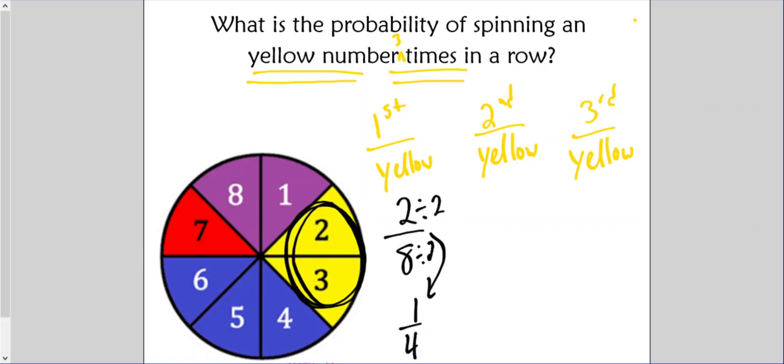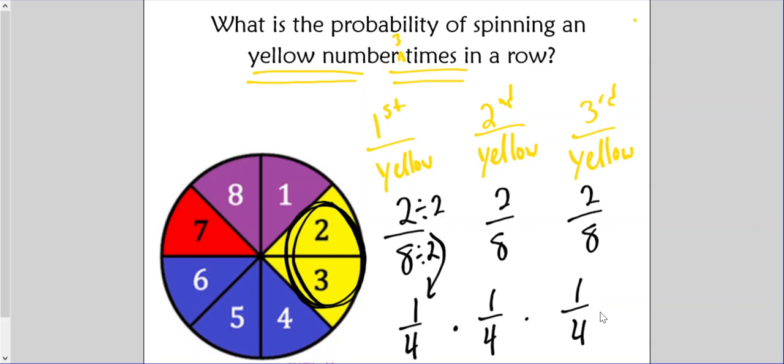So the chance that I get a yellow on just one spin is 1/4. Then I'm going to spin it again. It's going to be the same thing. It's going to be 1/4 again. And then 1/4 again. It's 2 out of 8 for each of these spins because this spin doesn't somehow determine what's going to happen in that spin. These are independent events. And now I'm going to multiply straight across.